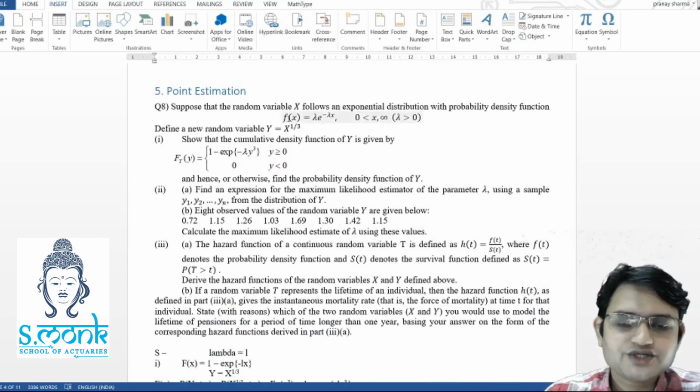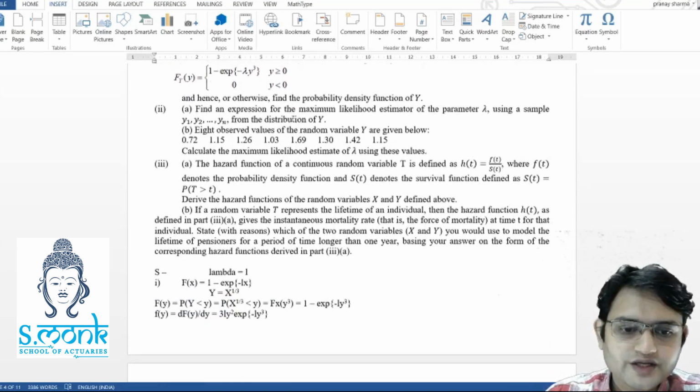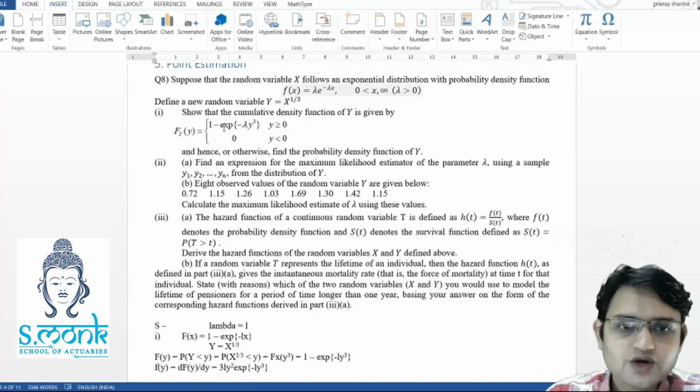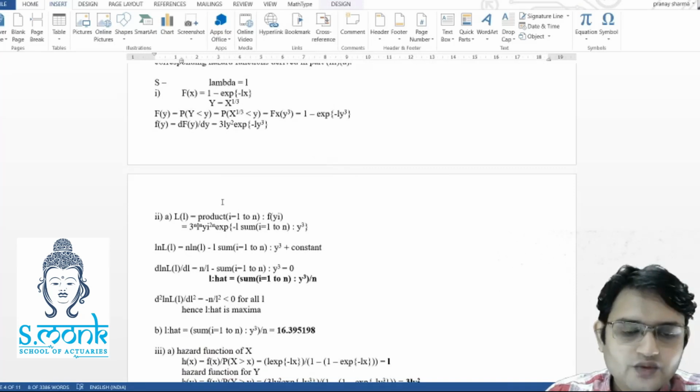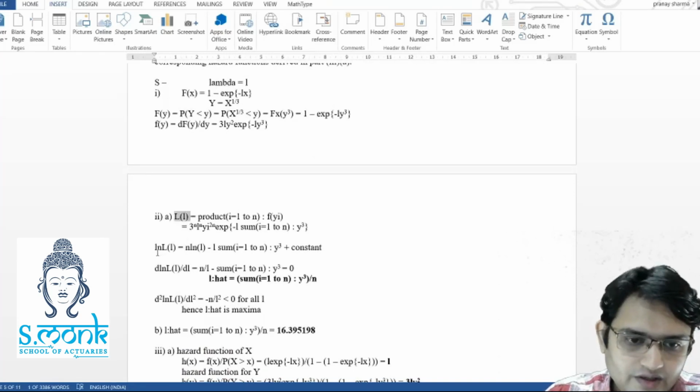And for point estimation, many times we have to find our MLE, right? MLE of lambda. So again, we'll have long equations. For the likelihood function, I have written L lambda. Then you can see the log likelihood function.